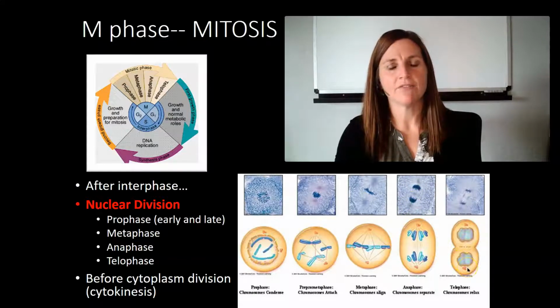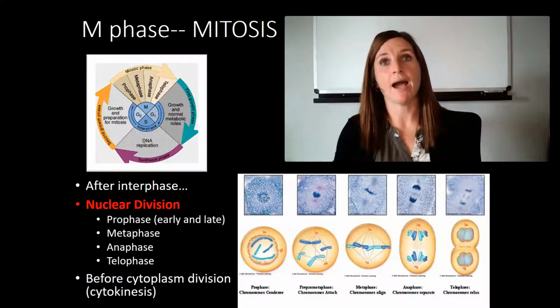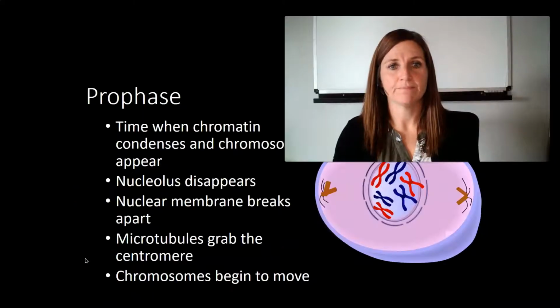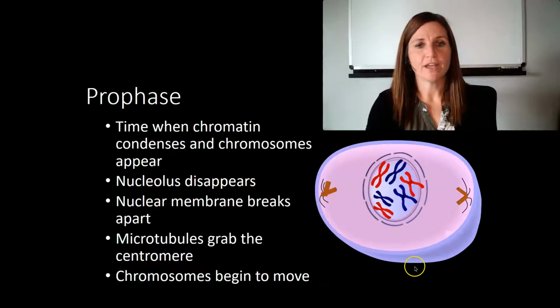And then in telophase, the DNA spreads out. It forms chromatin, again, from the chromosome. So it unpacks like it was. Okay, so we're going to look at these stages one at a time, starting with prophase.